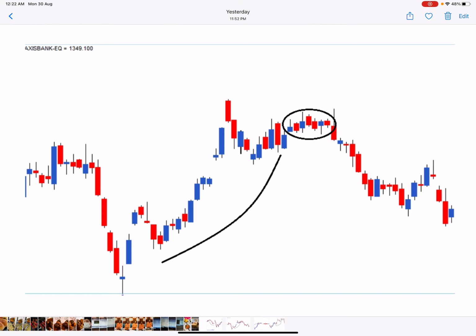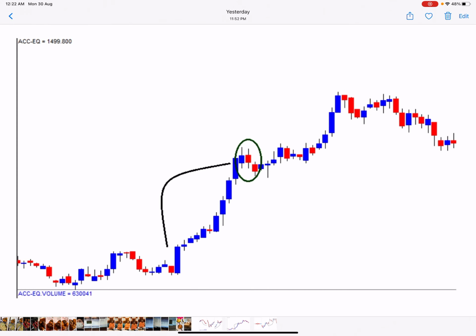So here's the chart that shows an uptrend, and after the spinning top, the stock rallied. By being invested 50%, you can continue to ride the rally.